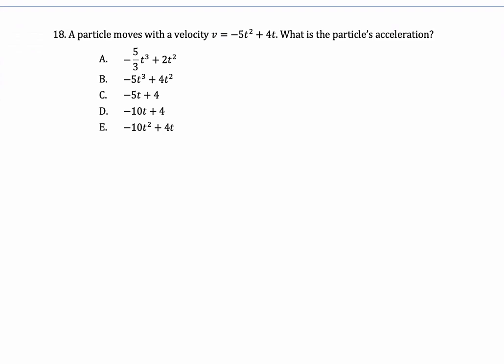You can pause to read the question, but this is a question about a function of velocity, and we need a function of the acceleration, so we need to say that the acceleration is the velocity derivative, so minus 5 times 2 times t plus 4, so the value is minus 10t plus 4.